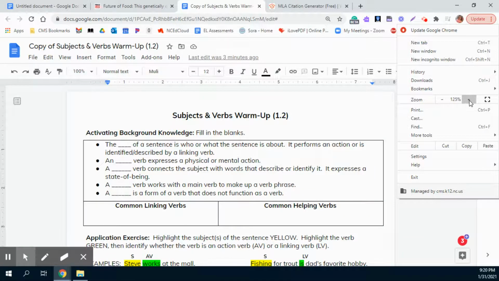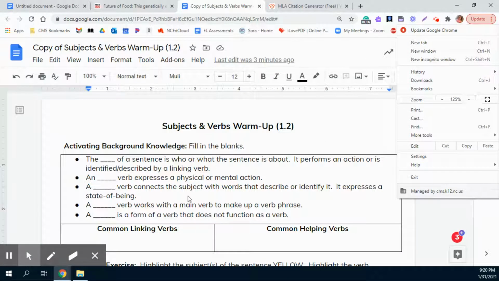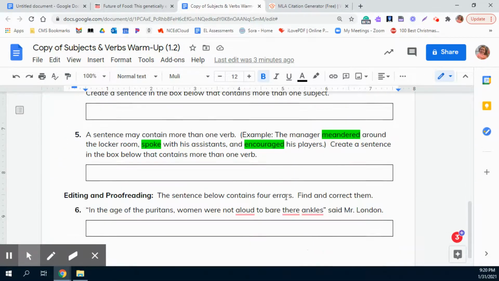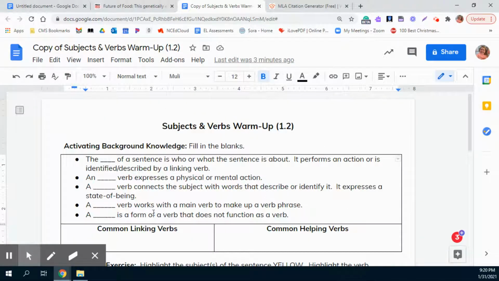Hey everybody. Okay, so I'm gonna walk through your subjects and verbs warm up number 2 with you right now, so you can get some answers and compare your answers to what I give you and make sure you're on the right track. So our first sentence says, this is our fill in the blank. The blank of a sentence is who or what the sentence is about. It performs an action or is identified or described by a linking verb. And that would be the subject.